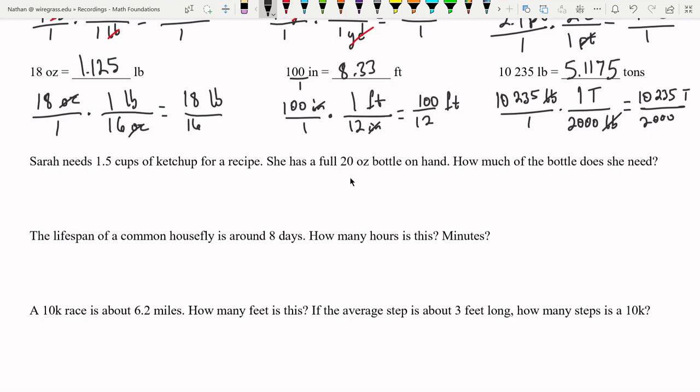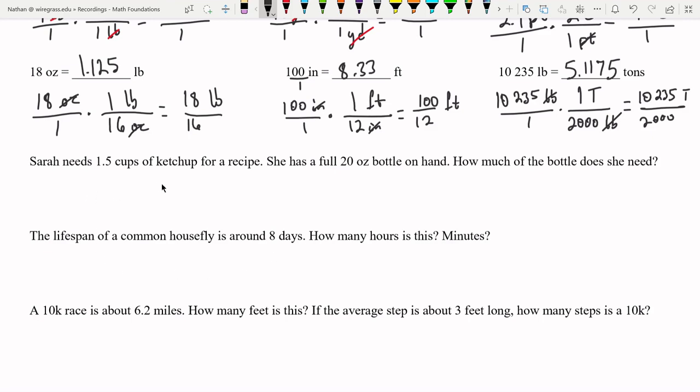All right, Sarah needs 1.5 cups of ketchup for a recipe. She has a 20-ounce bottle of ketchup on hand. How much of the bottle does she need? So we have 1.5 cups and 20 ounces. So we can either think of this as how many cups are in this bottle, or we can think of it as how many ounces does she need of ketchup. Either way, you should get the same answer. So let's kind of look at them both.